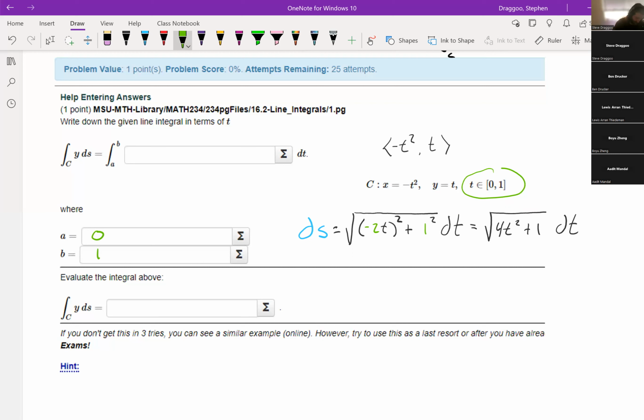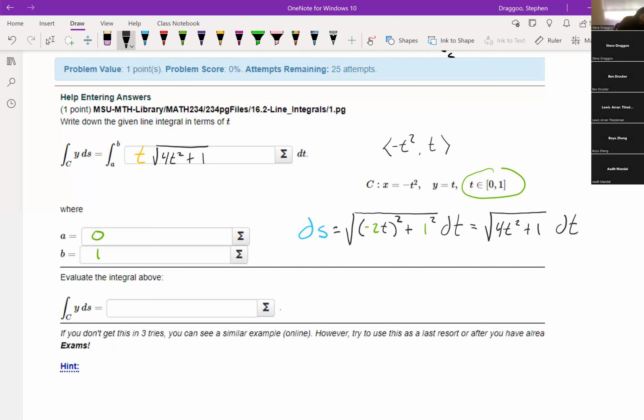If I then take a look at what our integrand should be, it's y times ds. y is equal to t. So it's t times the square root of 4t squared plus 1. And then our dt is already written in for us. It's there at the end. So that's the thing we've got to integrate.